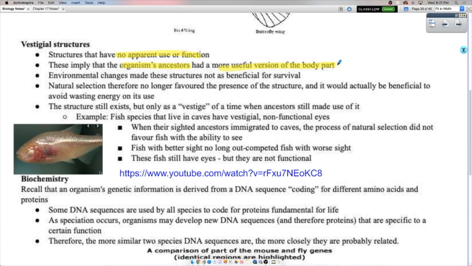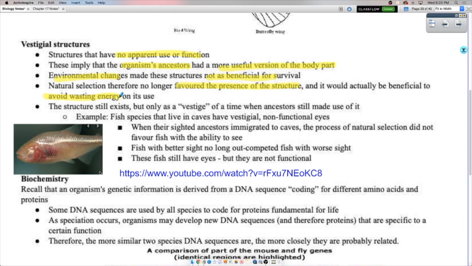Okay, just like all evolution, environmental changes occur, and it made these structures not as beneficial for survival. In other words, we didn't really need to use them as much. But if we don't need to use them as much, but they're still part of our bodies, that means we're wasting energy on having them, right? So natural selection obviously is no longer going to favor the presence of the structure. And it would actually be beneficial to just get rid of it and avoid wasting energy on its use. But as we know, right, evolution can take a very long time. So if you fast forward far enough, yes, maybe that structure will be completely gone. But a lot of them, we're kind of catching it in the middle phase where it's still there, but it's not just going to disappear over a few generations, okay?